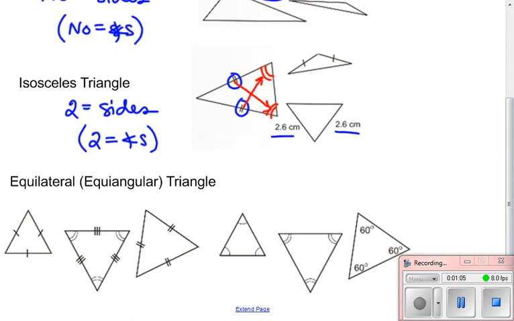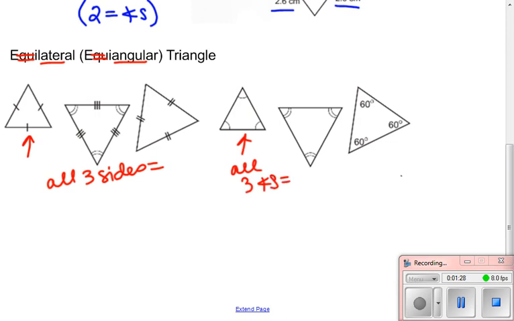An equilateral or equiangular triangle is exactly what it sounds like. Equal, lateral is side, or equiangular is angle. So we either have all three sides equal, or we have all three angles equal. And so those are just some ways that we can begin to distinguish different types of triangles.